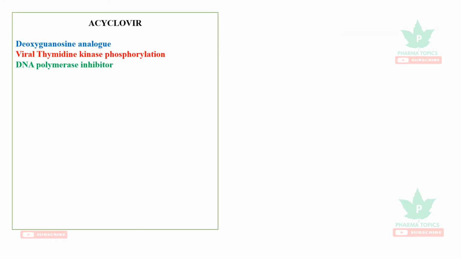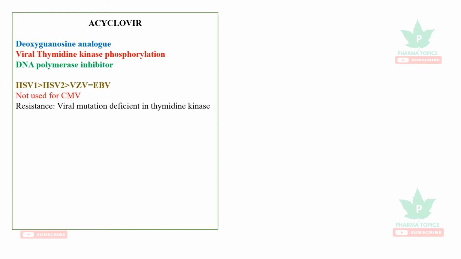The most important drug is acyclovir. It is a deoxyguanosine analog. It is a viral thymidine kinase that phosphorylates acyclovir, and that phosphorylated acyclovir is a DNA polymerase inhibitor. It is more effective in HSV1 and less effective in Epstein-Barr virus. It is not used for cytomegalovirus. If there is a mutation in thymidine kinase, it leads to resistance of acyclovir.